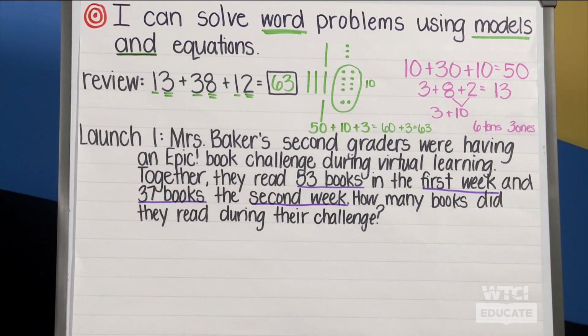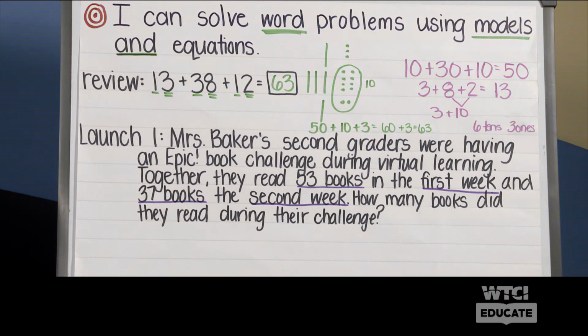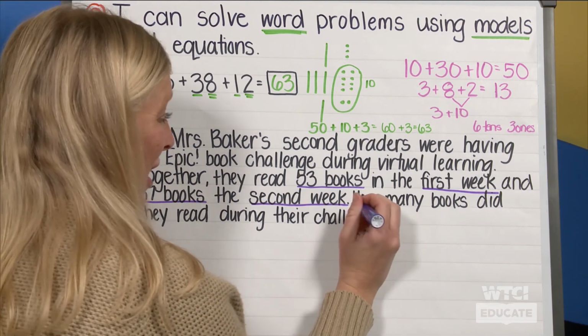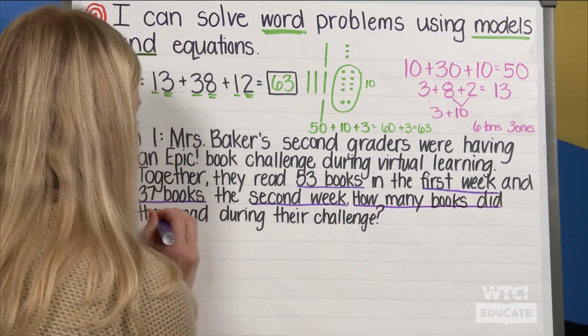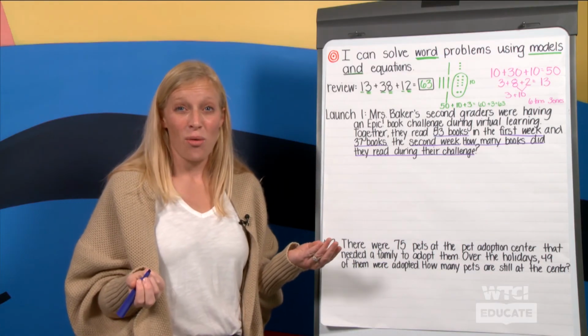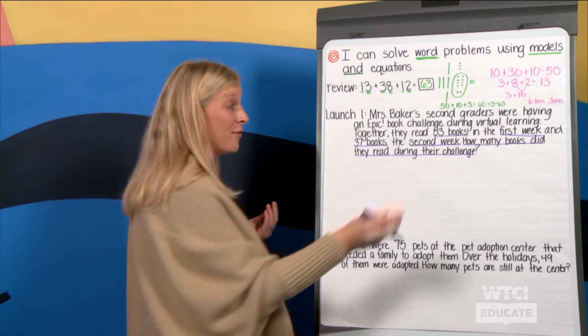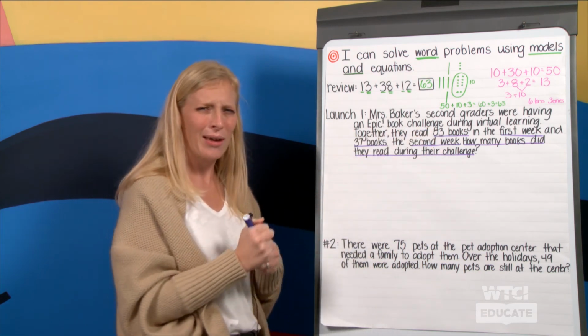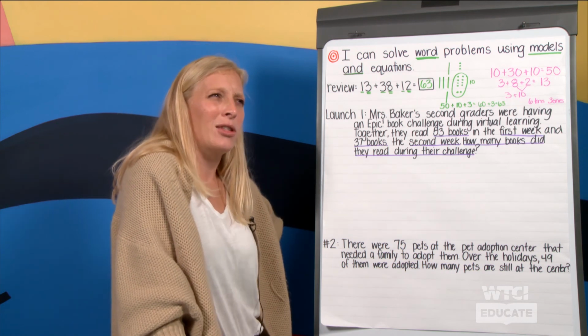What am I trying to find out, or what is this problem asking us? That's right. They're asking us, what we're trying to find out is, how many books did they read during the challenge? We don't know how many they read. We know that they read 53 in the first week, and we know that they read 37 in the second week. How can we figure out the answer to this question?